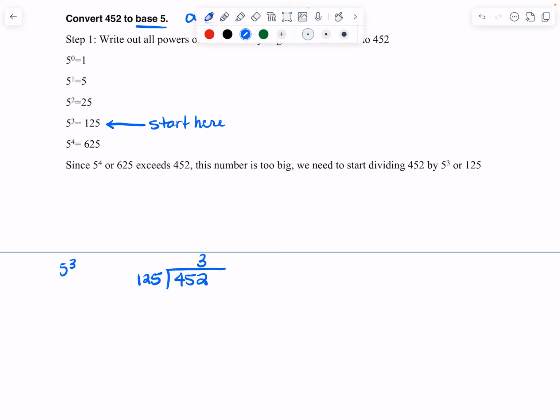I'm going to put the 3 up at the top, and perform long division. Now I'm going to multiply 125 times 3, and when I do that, I get 375. Now I have to subtract those two values: 452 minus 375. When I do that, I get 77 as a remainder.